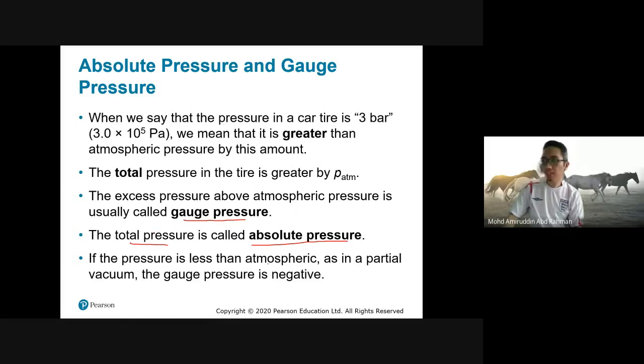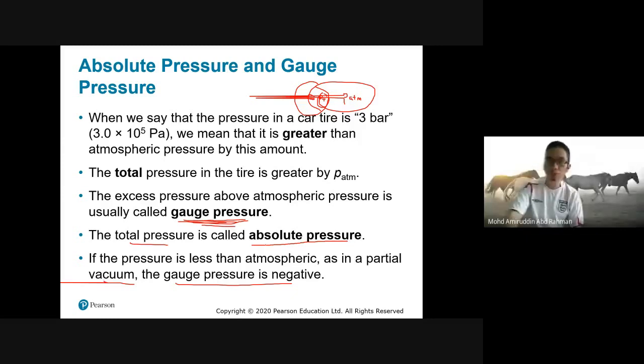When the pressure is less than atmospheric pressure, as in a partial vacuum, the gauge pressure is negative. So inside the tire you have the pressure over here, and over here you have the pressure at the outside, P atm. So this is the gauge pressure. The total pressure over here is called the absolute pressure. So that's the difference between gauge pressure and absolute pressure.